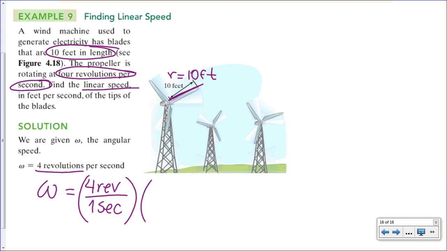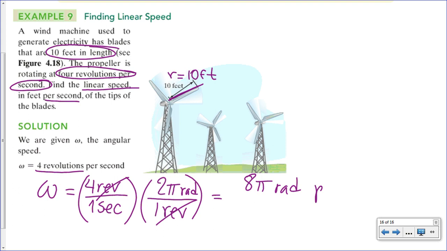And so we're going to convert that. We still want our linear speed per second, so we don't need to worry about the time. But we need to convert the revolutions. 1 revolution is equal to 2 pi radians. So in this case, we will have 8 pi radians per second, or 8 pi radians divided by 1 second.